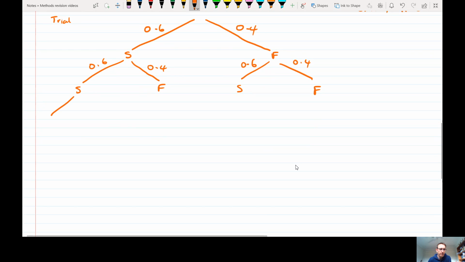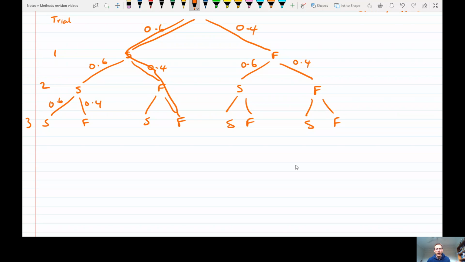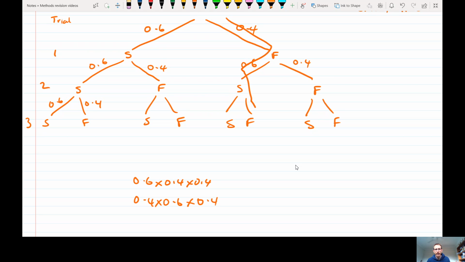If I then add another layer on, success, failure, success, failure, and so forth all the way down. Now I've done 3 trials. This is the results from trial 1, trial 2, trial 3. Now if I said to you find the probability of 1 success, you now would have this one, success, failure, failure. And that would give you 0.6 times 0.4 times 0.4. Then I can go failure, success, failure, which again would be 0.4 times 0.6 times 0.4, which again is the same as the previous one because you can change the order of multiplication. And then you could get 0.4 times 0.4 times 0.6, which is the same thing. So that's all 0.4 squared times 0.6, and there are 3 of them.